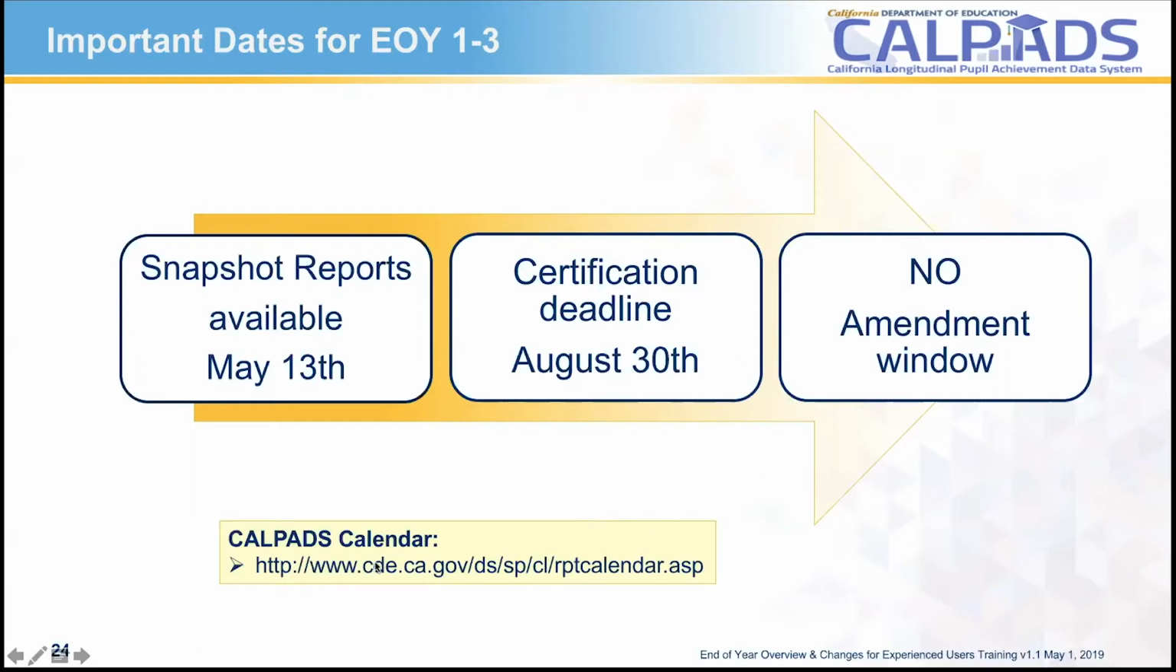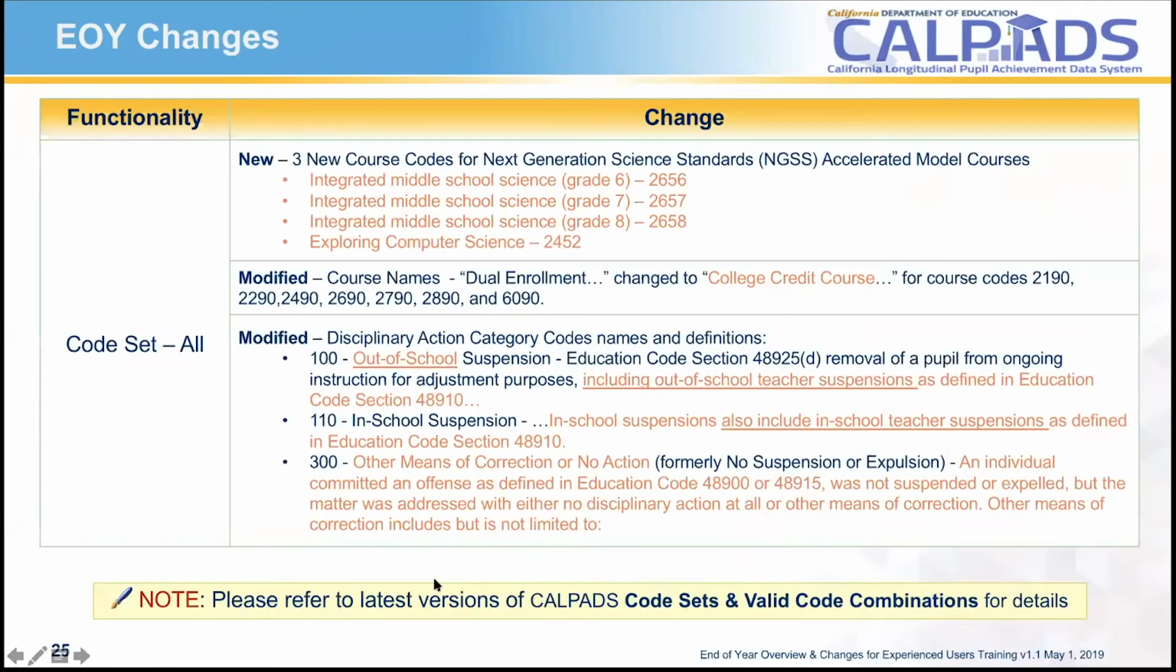If anytime there's a change to these dates, the CALPADS calendar page will reflect those changes, so please bookmark this link if you haven't already. In terms of changes for this year, first, the code sets changes that some of you may be aware of already, because these changes were all relayed to the field in previous months through the flashes in the listserv, but if you missed them, I strongly suggest that you go through those flashes again.